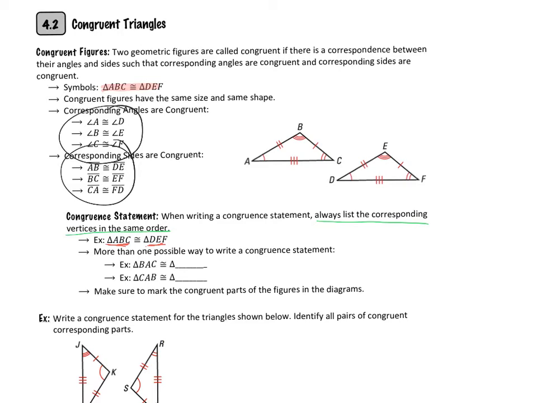Okay, there's still more than one way to write it, but we have to make sure that they line up. So if B corresponds to E, then we need to write that first. A was corresponding with D, and then we have F left. Or for CAB, that is now FDE. Okay, it will help if you're either marking or using the congruent parts in the diagrams.